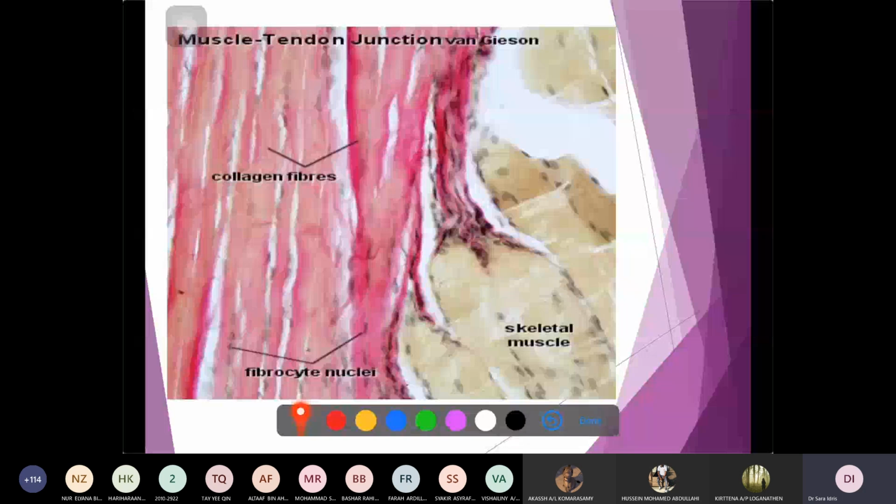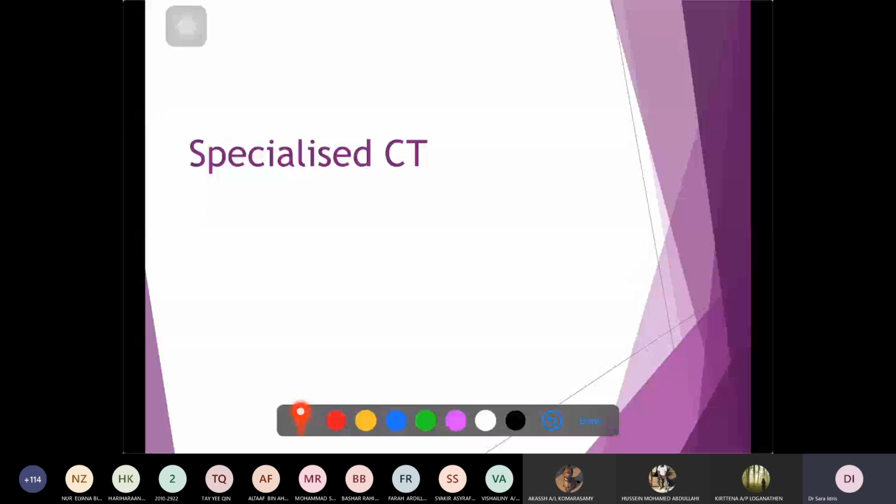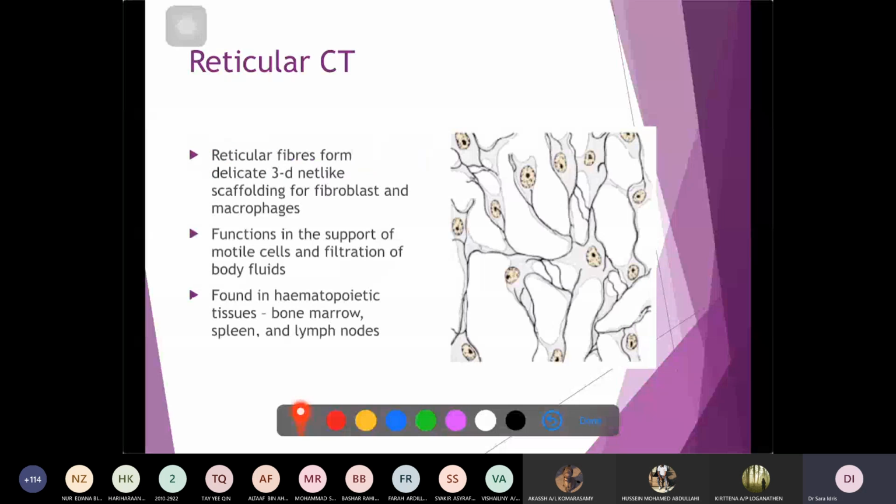All right, so now we're going to specialized connective tissue. We're not going to talk a lot about specialized connective tissue: reticular, adipose, and a little bit of the blood. For supporting connective tissue like cartilage and bone, we're going to have a special lecture because it's quite important. Right, so reticular connective tissue, just as when we talked about the reticular fibers just now.